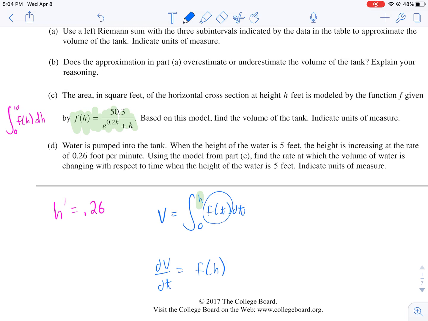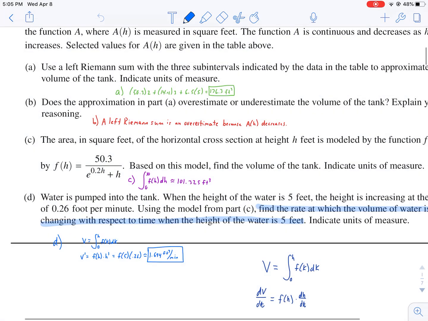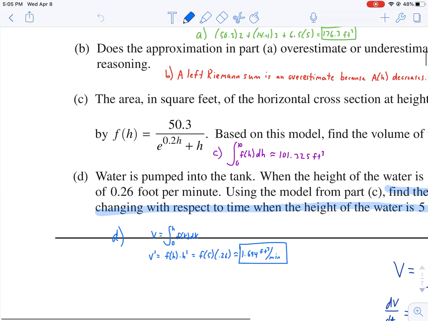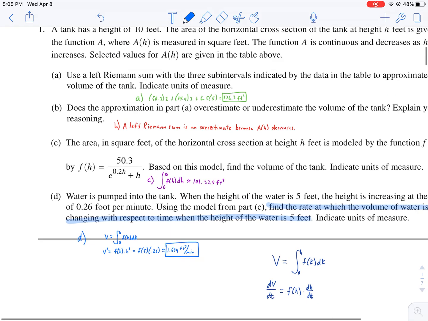But the derivative of h, since we're doing this with respect to time, is h prime. So we have dV/dt equals f of h times h prime, and we want to find that at the time when the height of the water is 5 feet. So if we come here, we just have f of h times h prime, f of 5, which you can find from a calculator, and then h prime is 0.26. f of 5 is just plug 5 into this function right here. Okay, so there's the work for that. Here's the work for the whole thing on one screen.